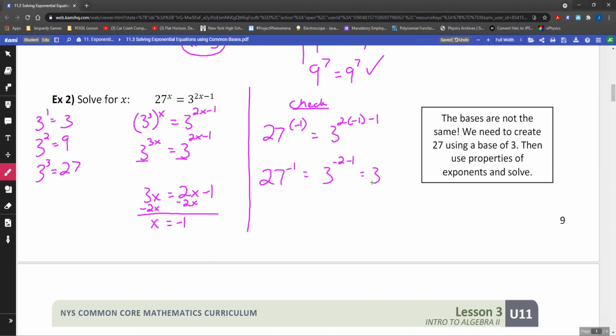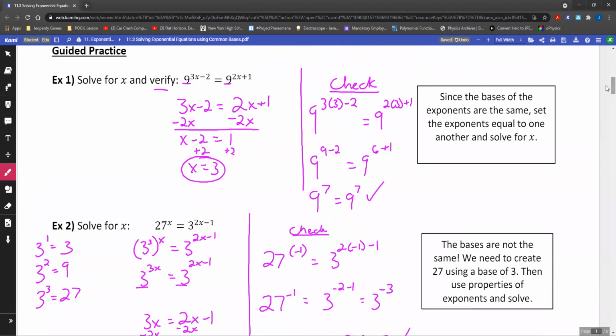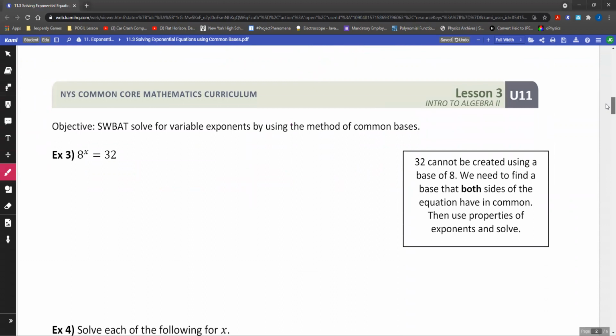Minus 1, which can be rewritten as 3 to the -3. If I plug this into the calculator, 27 to the -1 power is 0.037. And if I plug in 3 to the -3, I get 0.037. So again, I get the exact same number. So whether or not you have the identical bases right from the get-go, or you have a base that could be rewritten as another base, you're going to need to make sure that you get them the same before you can start solving.